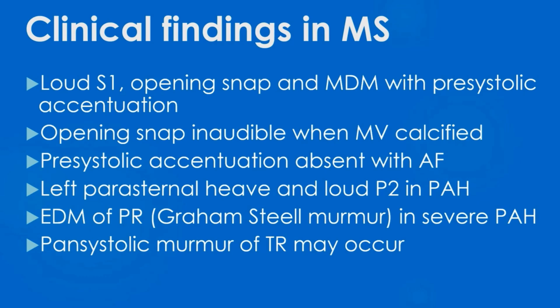Left parasternal heave and loud pulmonary component of second heart sound, or P2, can be noted when there is severe pulmonary hypertension. An early diastolic murmur of pulmonary regurgitation, known as Graham-Steell murmur, can also occur in severe pulmonary hypertension. Pansystolic murmur of tricuspid regurgitation may be noted along with this.